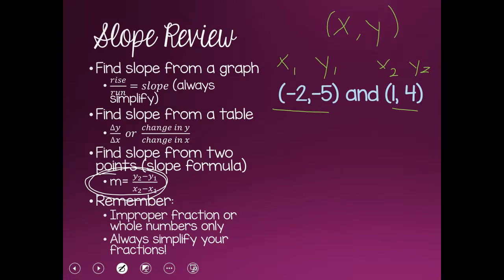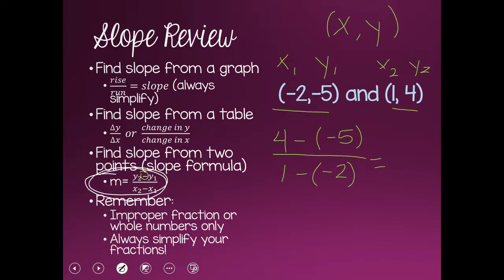Notice that it's y2 minus y1. It's not addition. So it always has to be subtraction. So if y2 is 4 and I subtract y1, which is negative 5, this is how I would write that: 4 minus negative 5. Then x2 is 1 and x1 is negative 2. So it's going to be 1 minus negative 2.